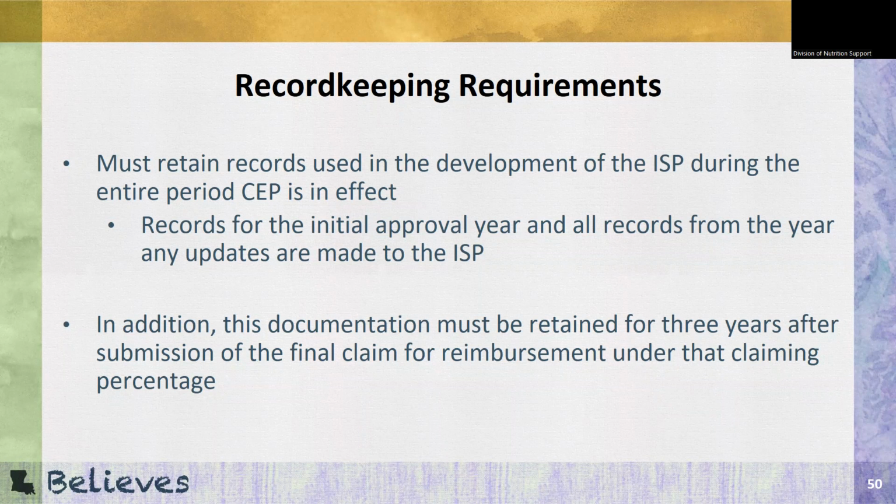In addition, documentation must be retained for 3 years after submission of the final claim for reimbursement under that claiming percentage. This also includes maintaining the records used in the development of the ISP during the entire period CEP is in effect, and records for the initial approval year, and all records from the year any updates are made to the ISP.